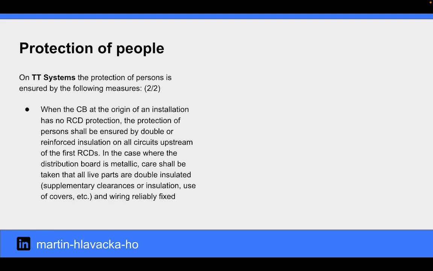When the circuit breaker at the origin of an installation has no RCD protection, the protection of persons should be ensured by double or reinforced insulation on all circuits upstream of the first RCDs. In the case where the distribution board is metallic, care shall be taken that all live parts are double insulated and wiring reliably fixed.